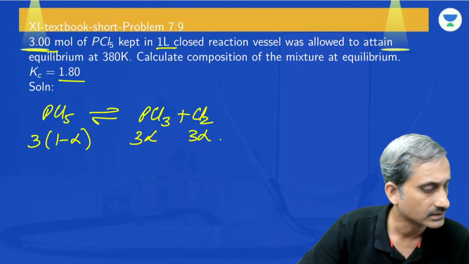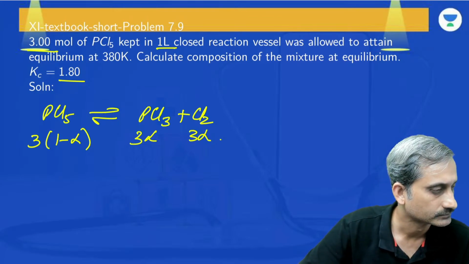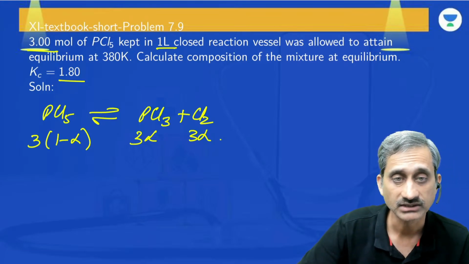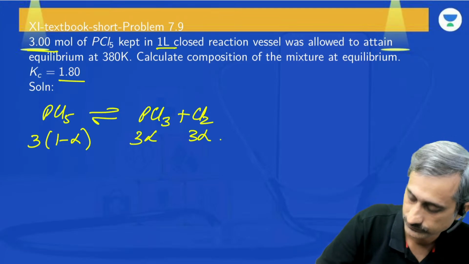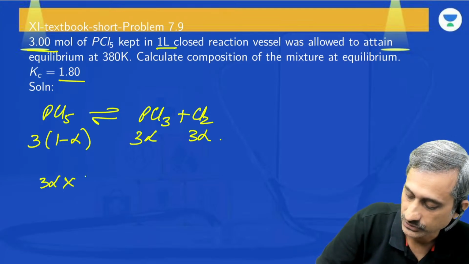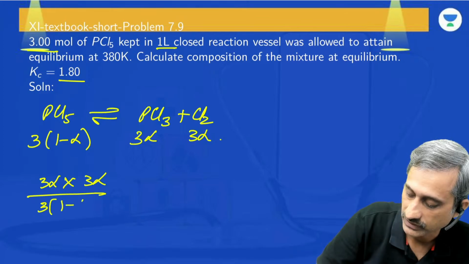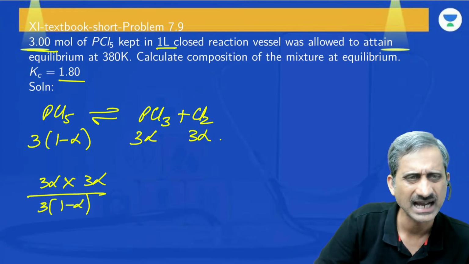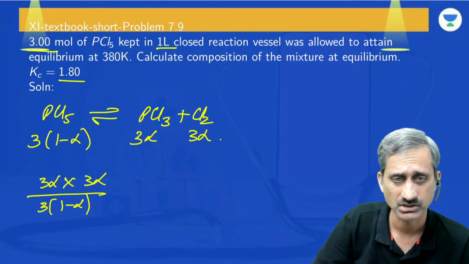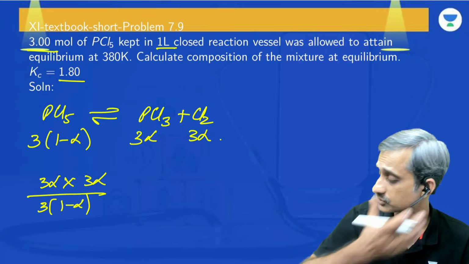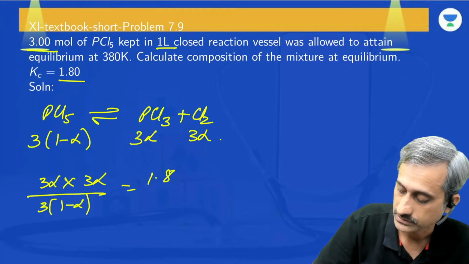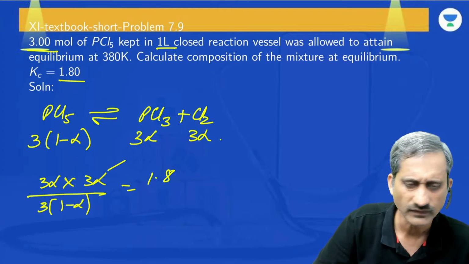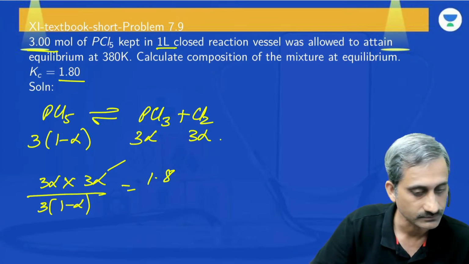At equilibrium, the initial concentration of PCl3 is 0. They are not asking you the initial concentration, yet they are asking you the concentration at equilibrium. So 3 alpha into 3 alpha divided by 3 into 1 minus alpha. You can actually take the concentration as 3 minus x also, but I would suggest that you use the degree of dissociation, and that's equal to 1.8. Find the value of alpha, and you are going to get the concentration of each of these species.